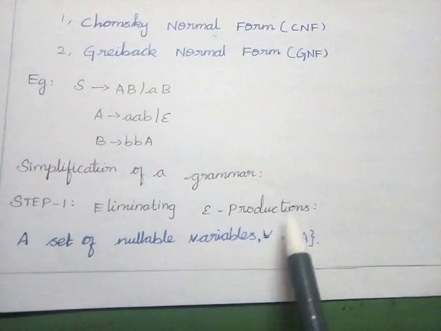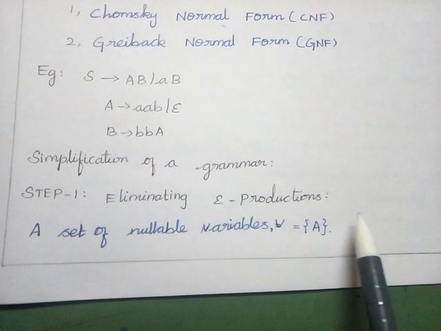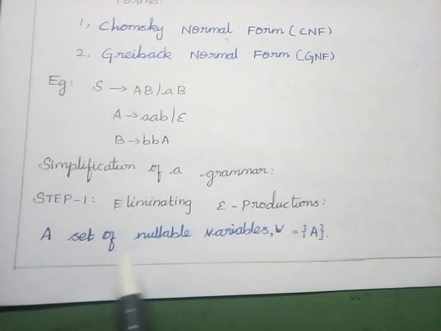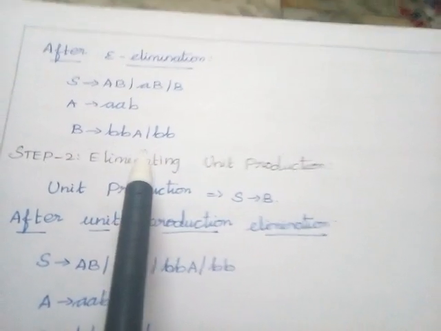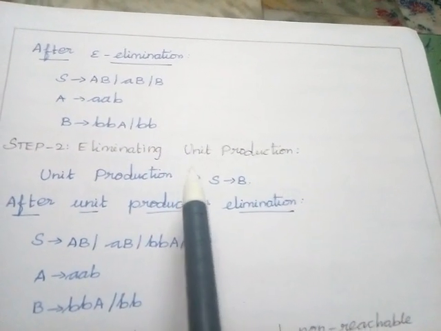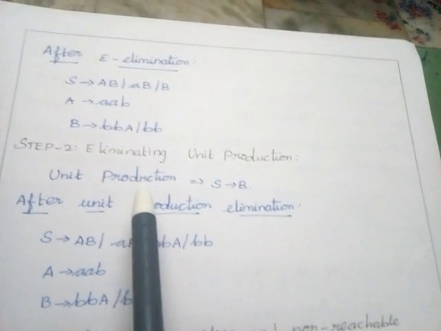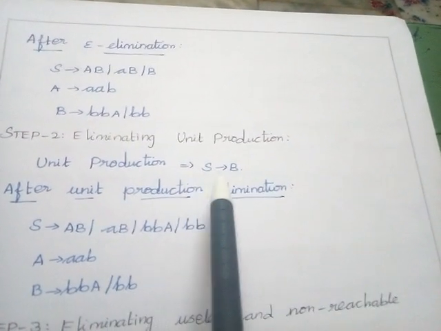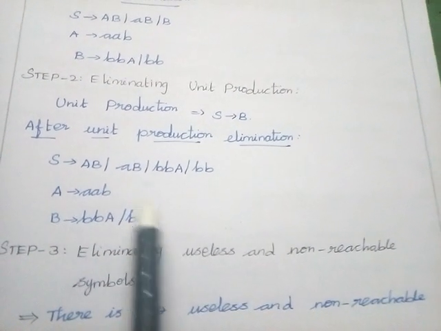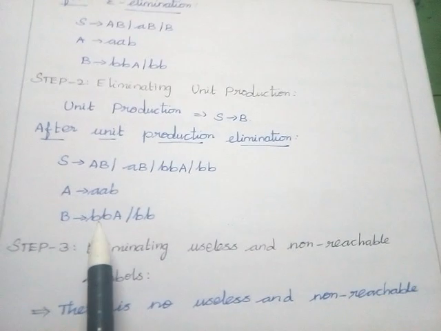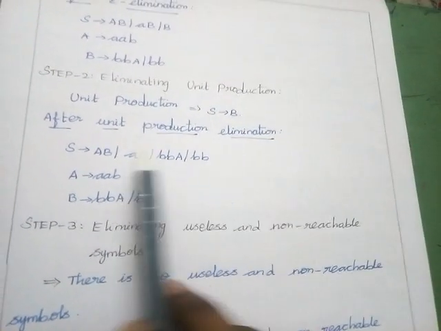While simplifying the grammar, first we have to eliminate the epsilon production. For that, we have to find the set of nullable variables. In this example, the nullable variable is A. After eliminating the epsilon production, the productions will be like this. The next step is to eliminate the unit production. The unit production here is S derives B. For eliminating it, we have to replace S derives B with the productions of B. After eliminating the unit production, the result will be like this.